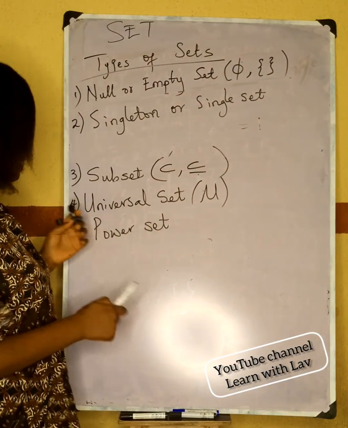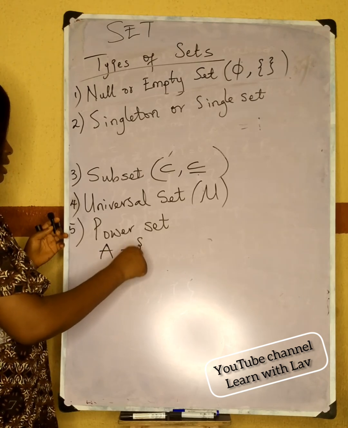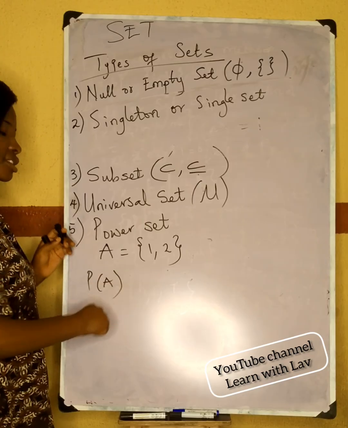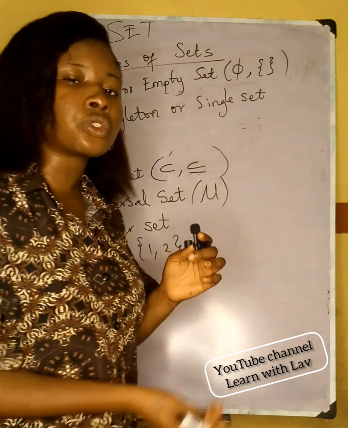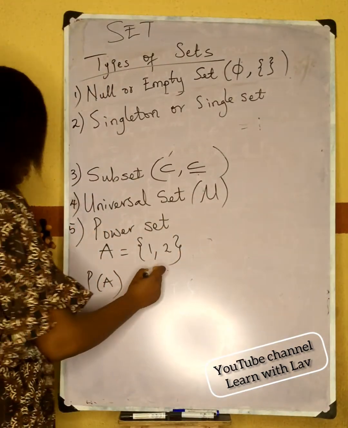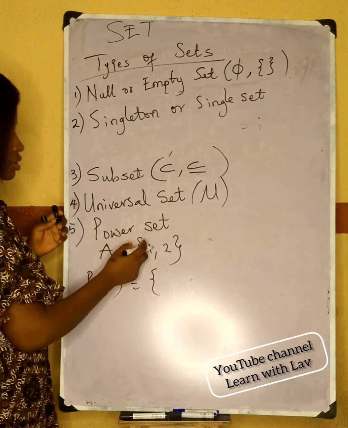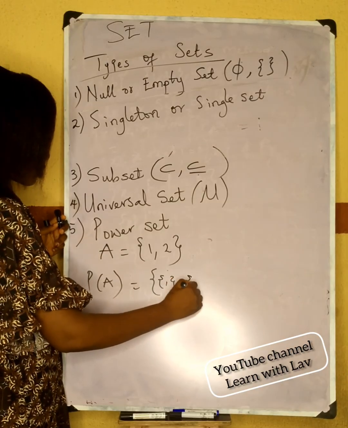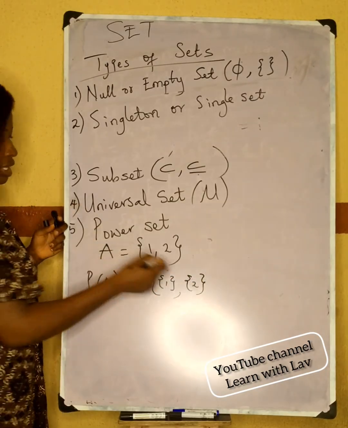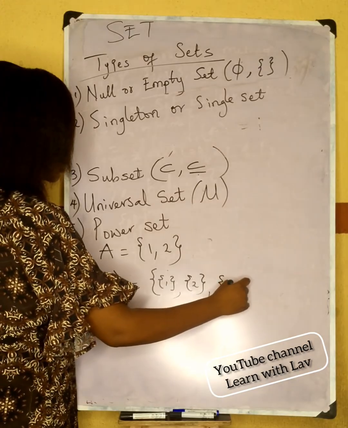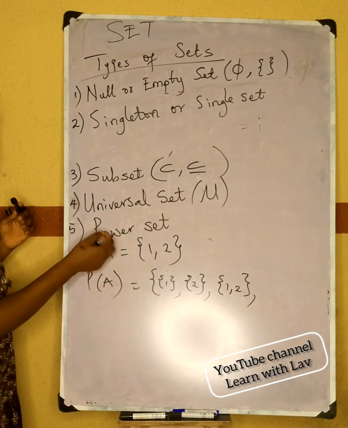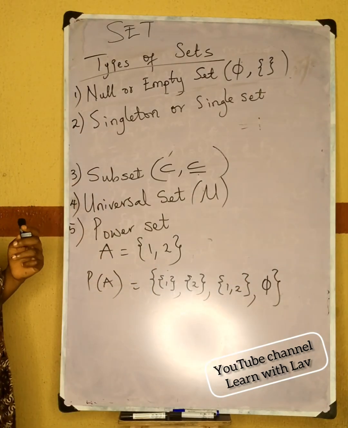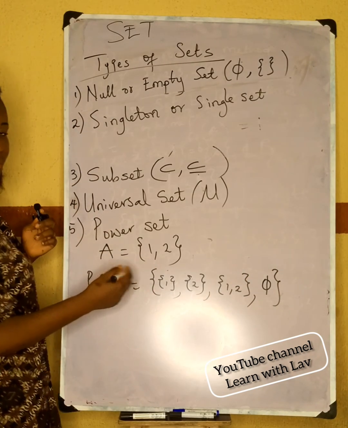That's a power set. Example, if I have A, and A is 1, 2. Power set of A is now asking, what are the possible subsets of A? It is possible that the subset of A will be a set containing 1. Another subset of A can be a set containing 2. Another subset of A can be a set containing 1 and 2. Another subset of A is an empty set, a set that has nothing. It's also a subset of A. So now, the cardinality of the power set of A is 4.